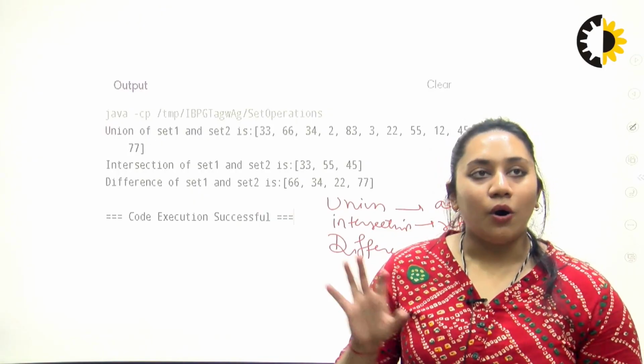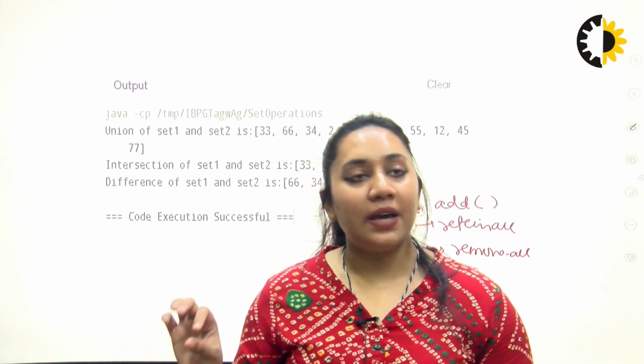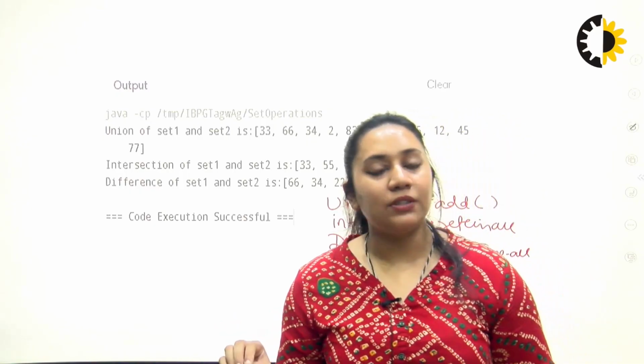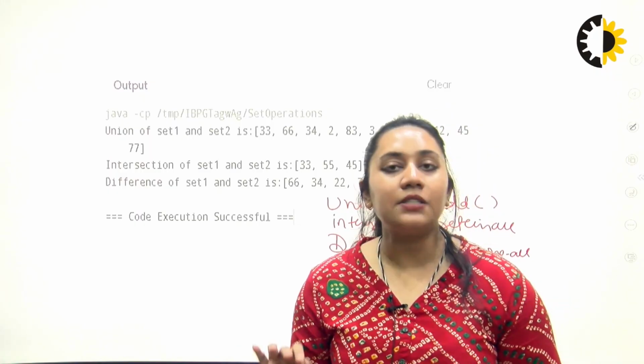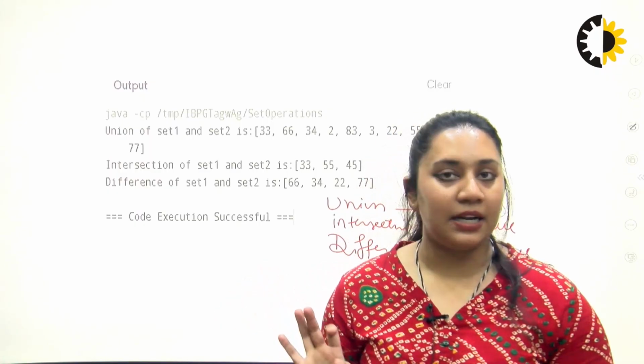So this is all about the collection framework, where till now we have discussed the collection framework, Iterable interface, List interface, Queue interface, and Set interface, right?